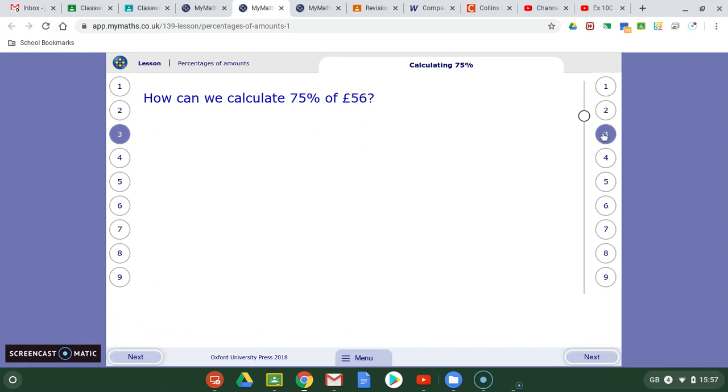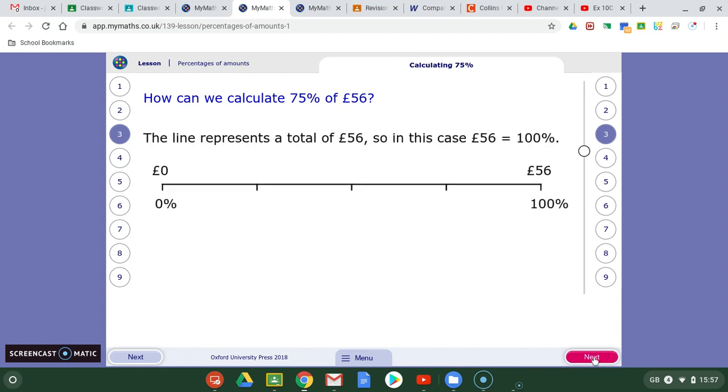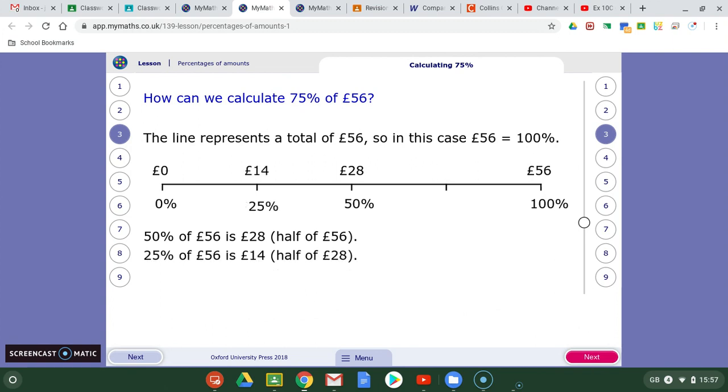Okay? How could we find 75%, say, of 56? So we know that 50% is 28. We know that 25% is 14. How are we going to find this missing one here, 75? Well, we could add the 50% to the 25%, so 28 plus 14.